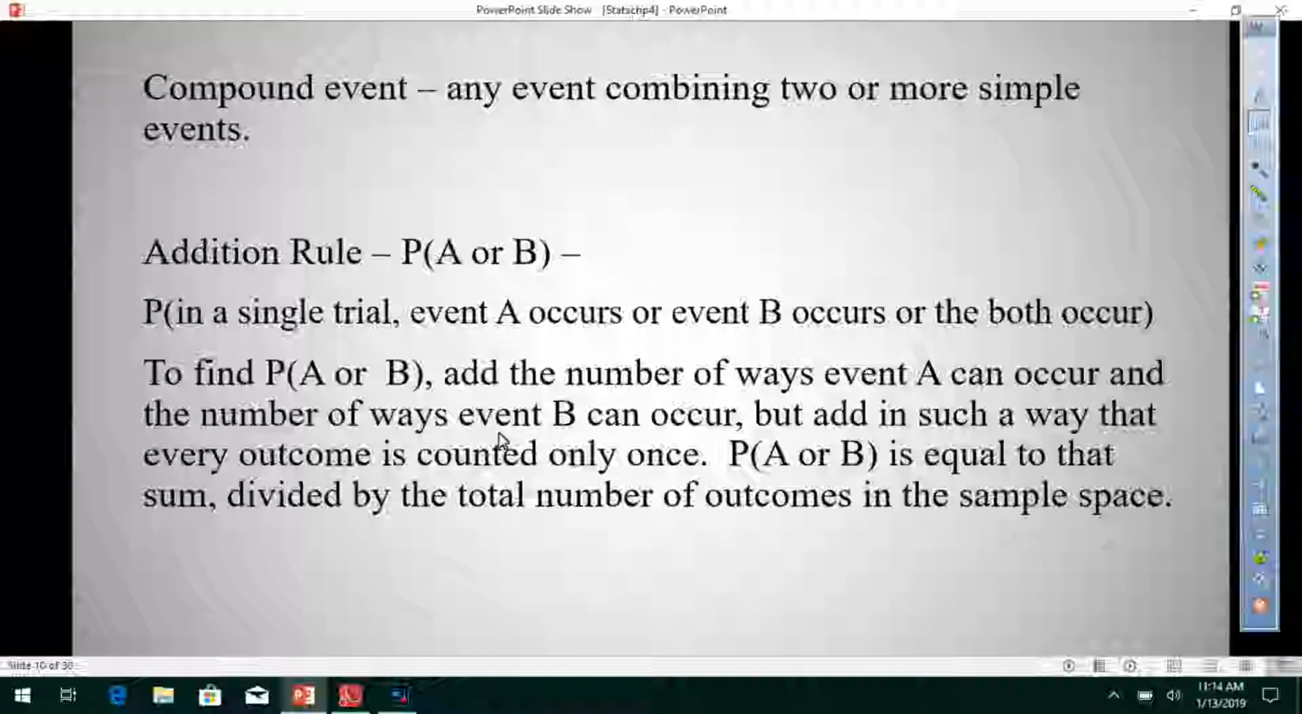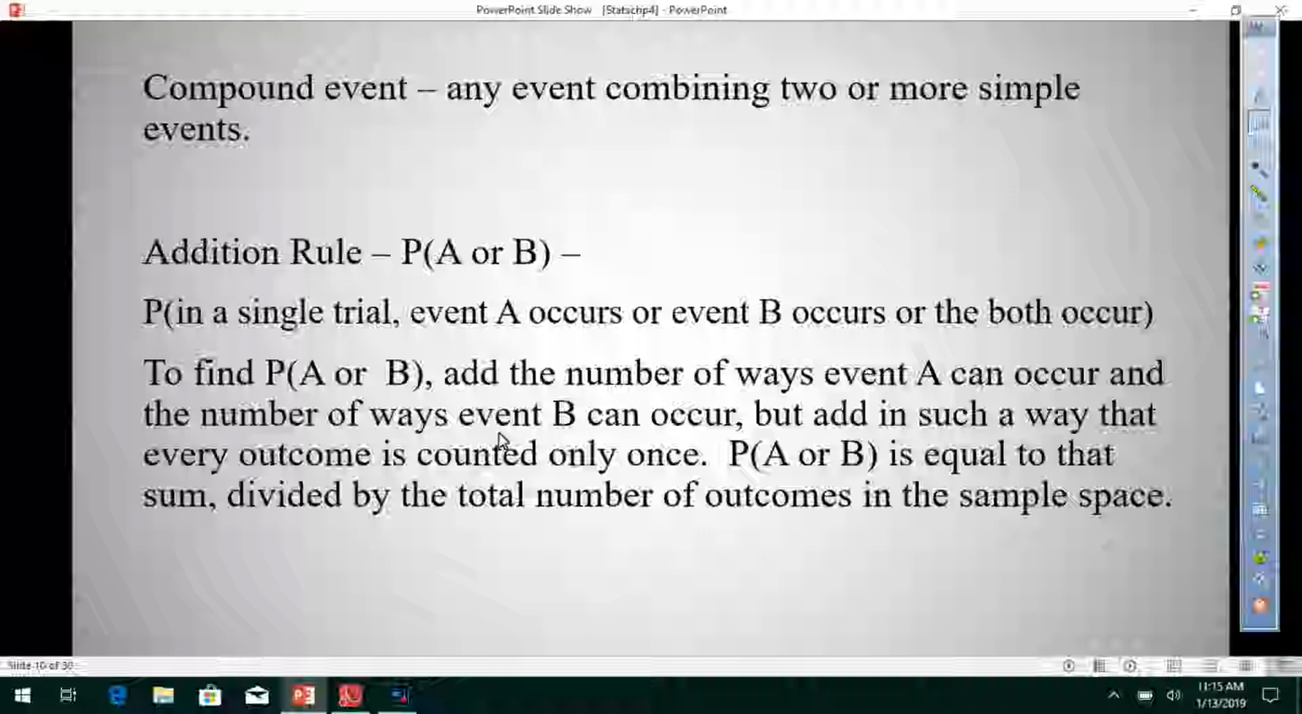Compound event: any event combining two or more simple events. So that's a compound event. In the last section we only worked with simple events. Addition rule, the probability of event A or event B. Probability in a single trial, event A occurs or event B occurs, or they both occur.